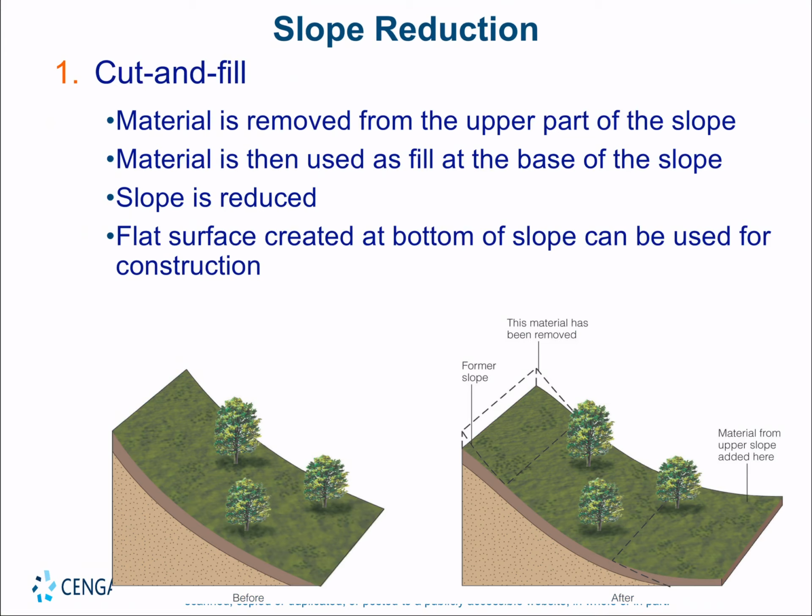So what we could do for slope reduction is something called cut and fill. Basically we're going to take this material that's shown right here from the upper part of the slope, and we're going to put it on the bottom of the slope. So we're basically reducing the slope. Therefore this flatter bottom at the base of the slope could be used for construction.